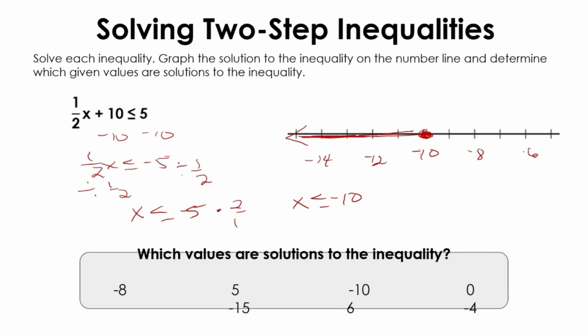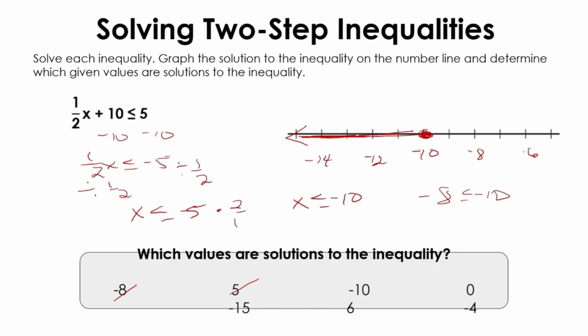Now, let's check and see what works. Is -8 shaded on the number line? No. I can substitute in: is -8 less than or equal to -10? No, it's actually not, even though 8 and 10 positive would be a different story, but -8 does not work. Is 5 less than or equal to -10? 5's way to the right, so no. Is -10 less than or equal to -10? Yes, because it's equal.